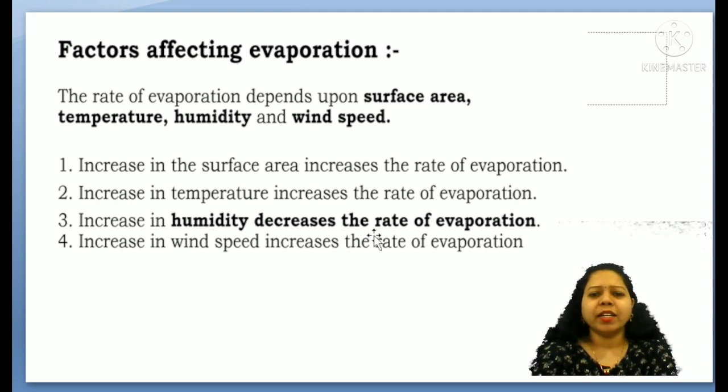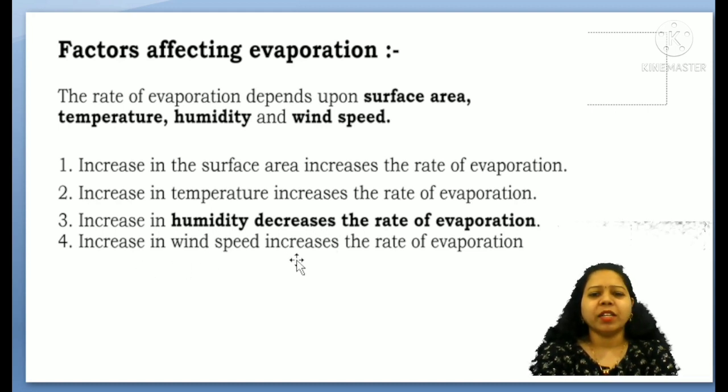Increase in humidity decreases the rate of evaporation. In rainy season, what happens? The atmosphere is humid. What is meant by humidity? The amount of water present in the atmosphere is more. That is known as humidity. And if humidity is more, the rate of evaporation is automatically less. And the increase in humidity decreases the rate of evaporation.